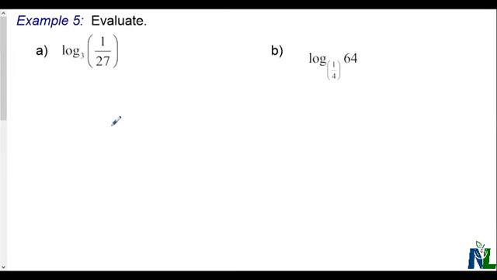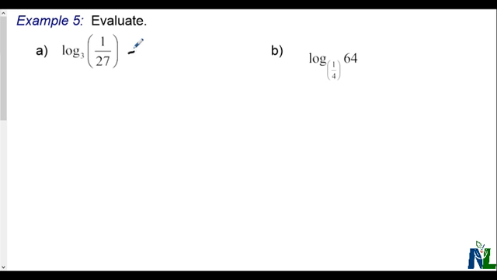In this video, we'll look at evaluating a logarithmic expression when we're applying the log to a fraction, and also when we have a fractional base. So let's begin with the first example. We have log base 3 of 1 over 27.